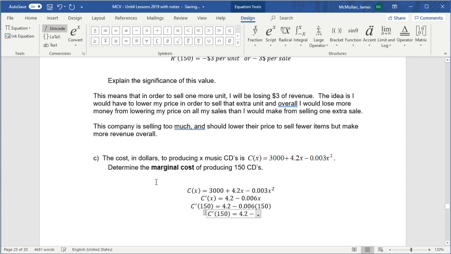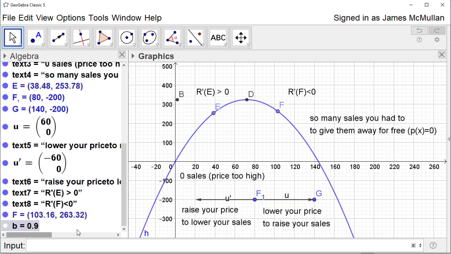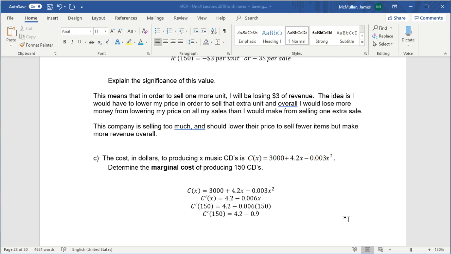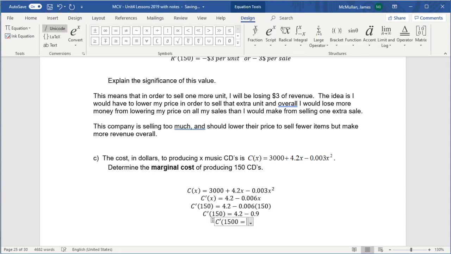4.2 minus 0.9, I'm guessing. Okay, so we get C prime of 150 is equal to 3.3, and again, dollars per unit.